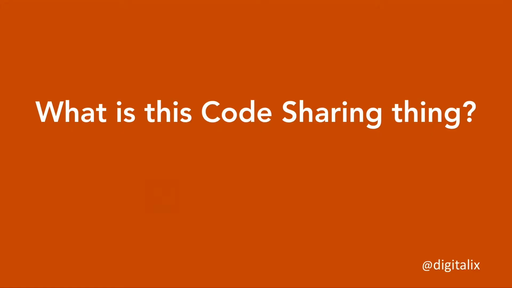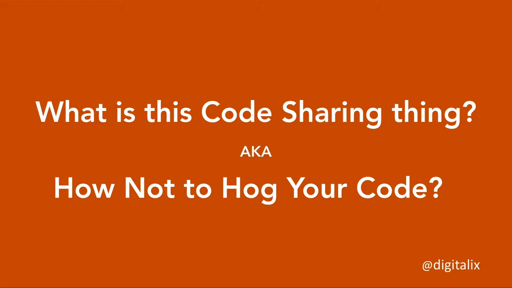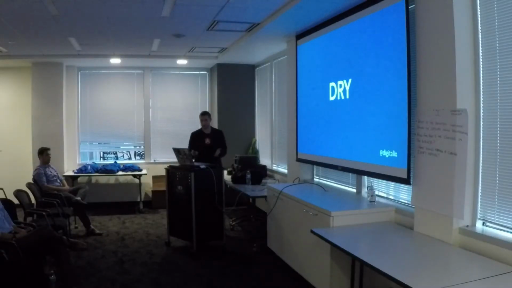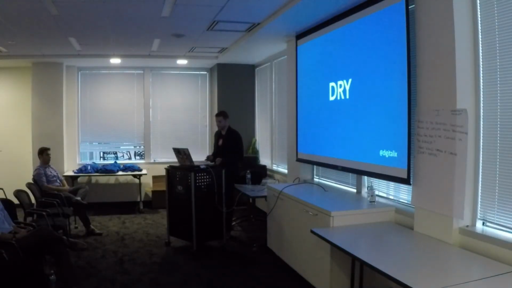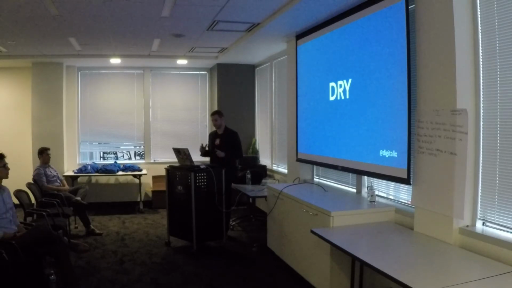Let's go back to code sharing, which is why we're here. What does code sharing mean? How is it good? And how do we prevent ourselves from hogging our code? Code sharing has its roots in the DRY principle of software development. You've all probably heard of DRY: don't repeat yourself. Something we always strive to do when we architect our code. We want to write our code once and not have lots of different copies to maintain all over the place.